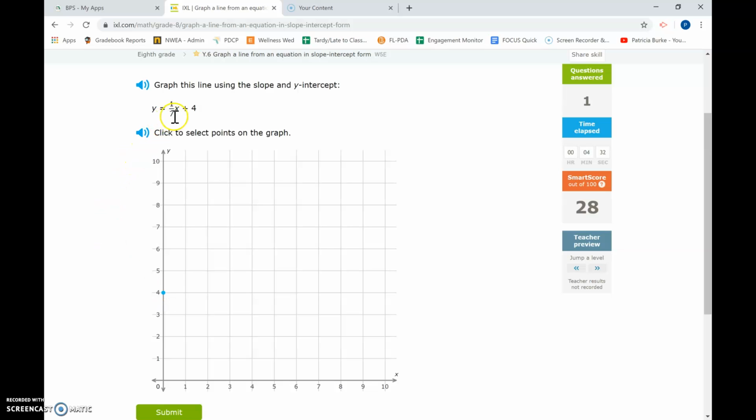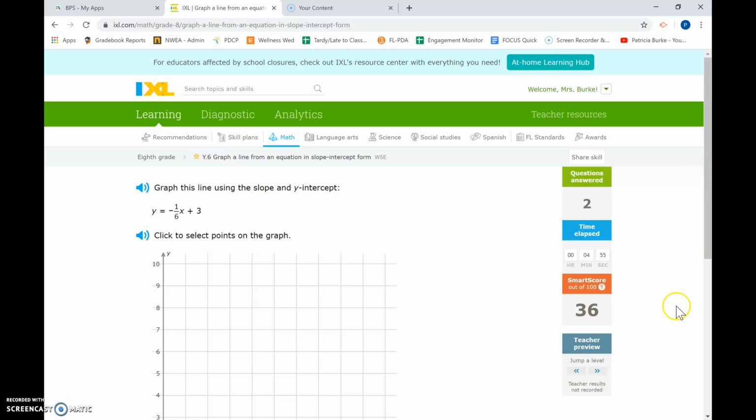Now to find our second point, we have our slope of 1/7. So we're going to go up 1 floor, and we're going to run across 7 doors. 1, 2, 3, 4, 5, 6, 7. Click your second point to form a solid line, and then hit submit.